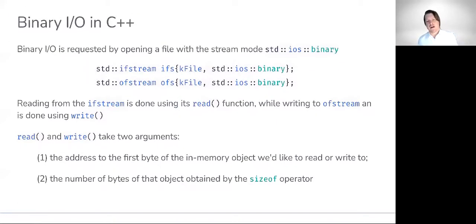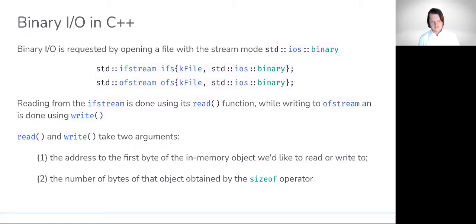So binary IO is going to be requested by opening a file with the stream mode std::ios::binary. If it's an input file stream, we have to specify the file that we're reading from, and then we'd also specify that the stream mode is going to be the binary mode, as shown here with the second argument to the ifstream's constructor. Likewise, if we'd like to write out a file in binary mode, when we're constructing our ofstream object, in this case ofs, we'd specify the file that we'd like to write to as the first argument to this object's constructor, followed by the second, which would specify that the stream mode here is going to be binary.